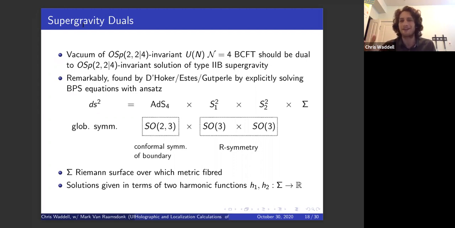And this is somehow reflected in the fact that the metric is some warped product of AdS4 and two spheres fibered over some Riemann surface sigma. And so they were able to determine in general what the solutions to the BPS equations were, and so to write down a general solution of this form in type IIB supergravity. And this solution depends just on specifying two harmonic functions on this Riemann surface.